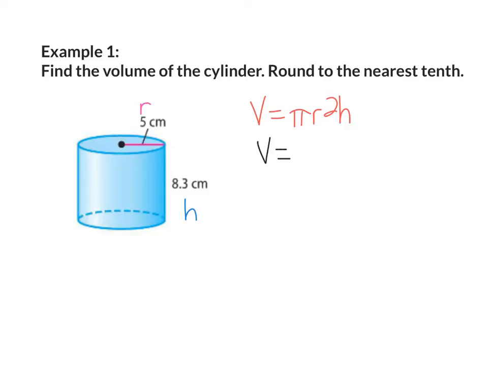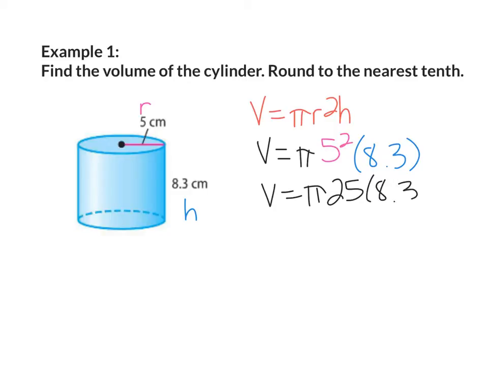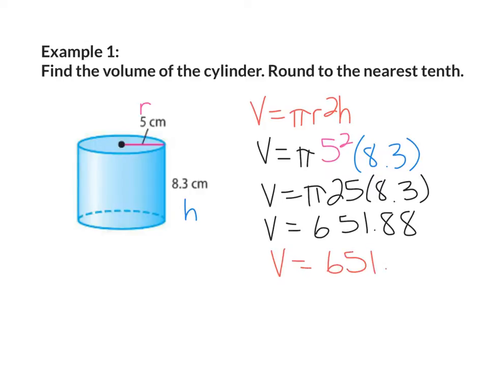So I have V equals pi, and that's going to be 5 squared times h, which is 8.3. So V equals pi, and then 5 squared is 25, times 8.3. When I multiply all that out, I end up with V equals 651.88. However, that's not my answer because it wants me to round to the nearest tenth. So my answer is V equals 651.9, and it's going to be centimeters cubed.